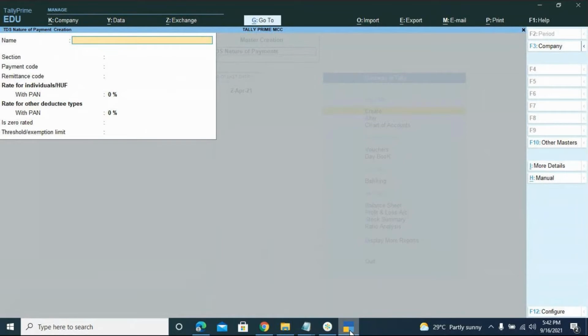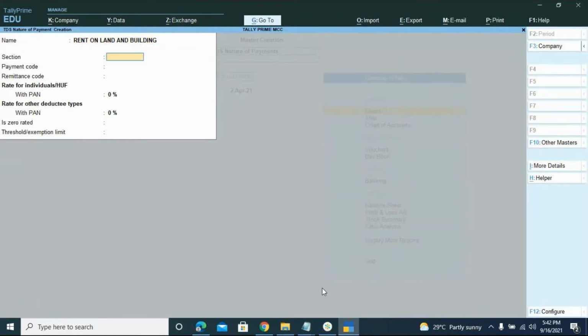So the name you have to give is rent on land and building. Okay, rent on land and building.